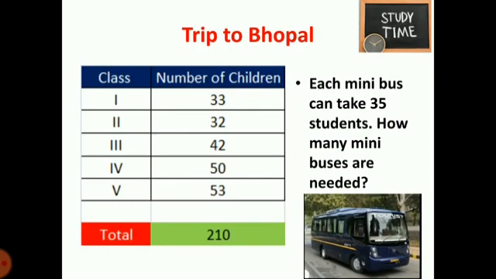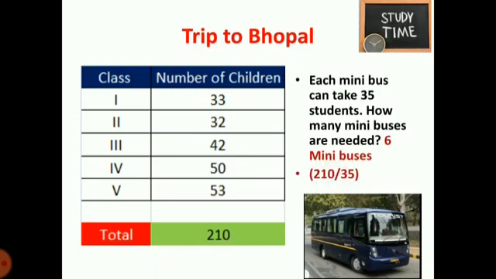Next, they were just discussing about the number of buses and waiting for the buses. But the buses they got are not big as expected. They got only mini buses. They started discussing about number of mini buses needed. So each mini bus can take only 35 students. How many mini buses are needed? So you have to divide 210 divided by 35. So 6 mini buses are needed.